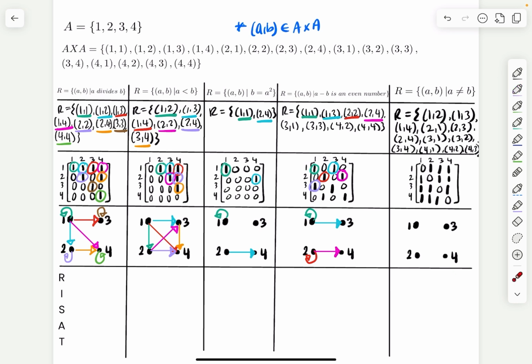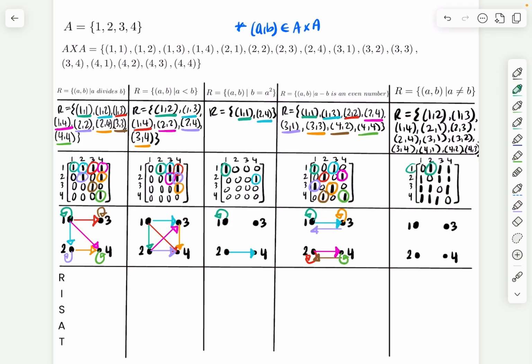I see another 1, that means there's an arrow from 3 to 1, so I'm going to go from 3 back to 1. I see another 1, that means there's an arrow from 3 to 3, so I go from 3 back to 3. I see another 1, that means there's an arrow from 4 to 2, so I go from 4 back to 2. And then finally there's another 1, that means there's an arrow from 4 to 4.